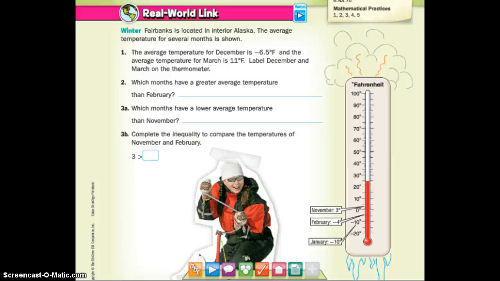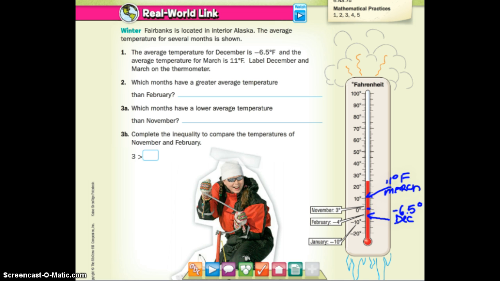Negative 6. So here's 0 right here, so we have to go below that. So negative 6.5 is right about there, and that is December. We now need to locate March. March is above 0 at 11. So here is 11. And this is 11 degrees Fahrenheit, and this is March.